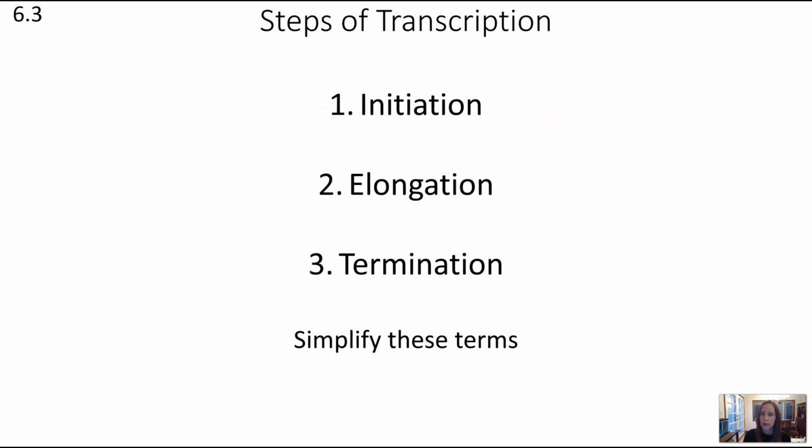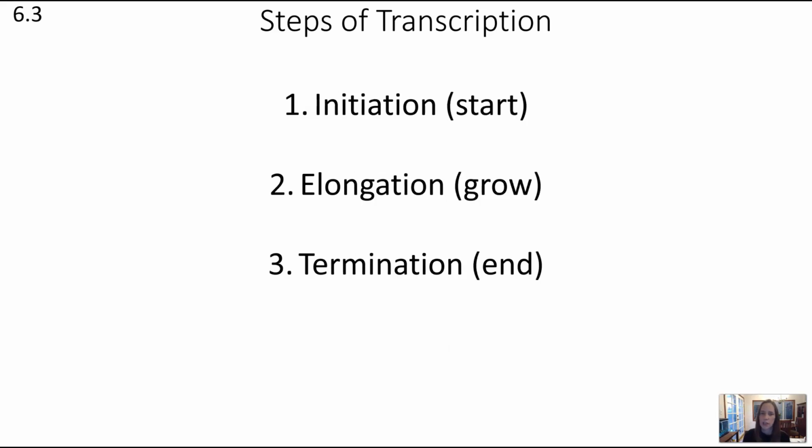So let's go through the three major steps of transcription, which are initiation, elongation, and termination. But before we do this, I just want to make sure you're understanding that this isn't really very complicated. Yes, there are some details, but at least the overall steps are pretty straightforward. What would be other words you could describe these three steps? Initiation is just starting, elongation is growing, and termination is ending. So for the steps of transcription, we start, we grow, we end. Let's look at all of those in order.